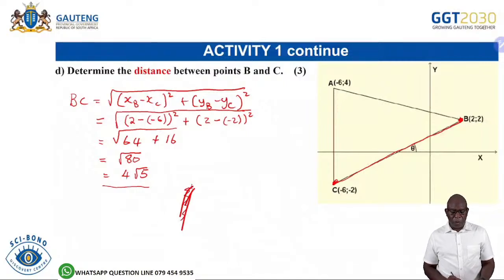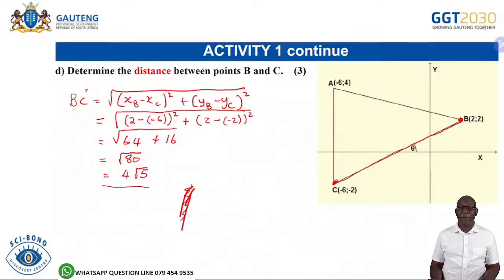Right. So some of the formulas, you'll find that they've written a square here. So in other words, if I've got a square, I must square both sides. So in this case, the square is not there. So BC will be equal to 4 root 5. Okay. Right. I think we're doing well.